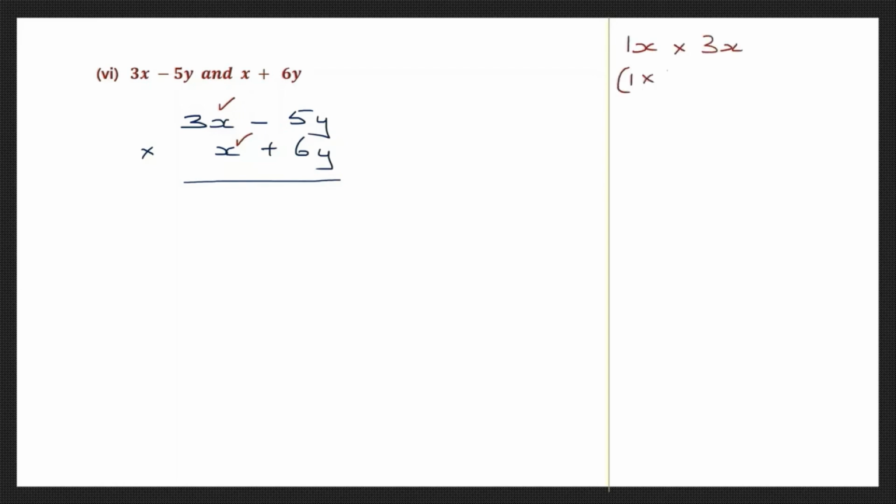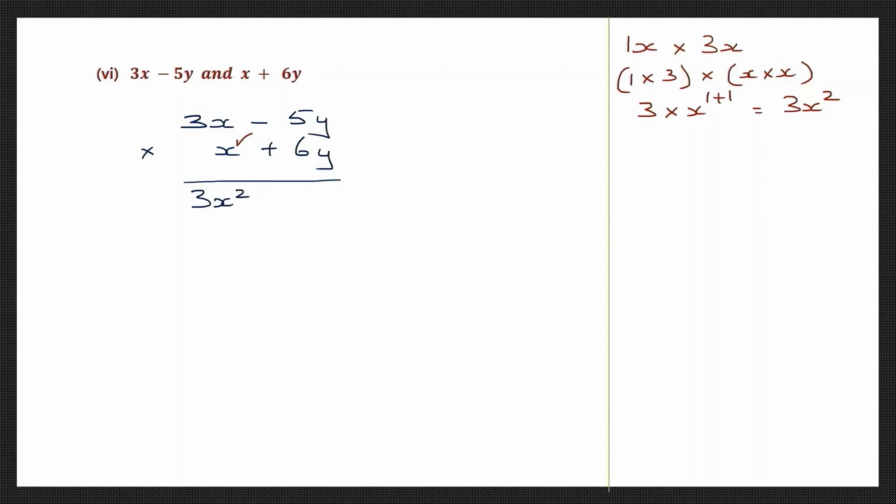Question 6. 3x minus 5y into x plus 6y. So let's multiply x into 3x. So x into 3x. So this is 1. So the numbers are 1 into 3 and x into x, which is 3 into x to the power of 1 plus 1, which is 3x square. So we'll write it down here, 3x square.